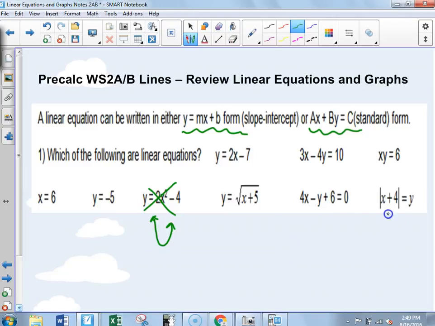Absolute value is or isn't? Isn't. Do you remember what shape that is? A V. Nice job. We will learn in this class that all absolute values are not V's, but linear absolute values are V's. What else? Square root is not. It looks like half of a sideways parabola. Anything else?